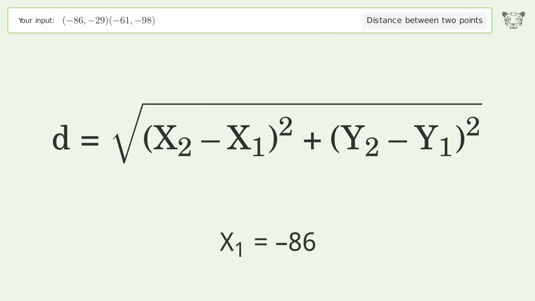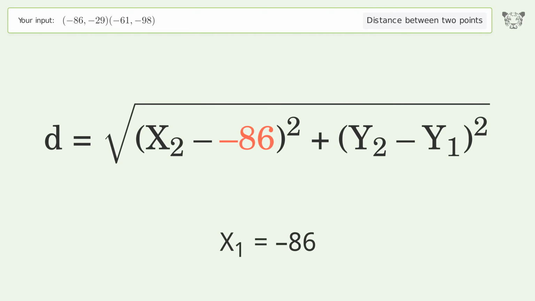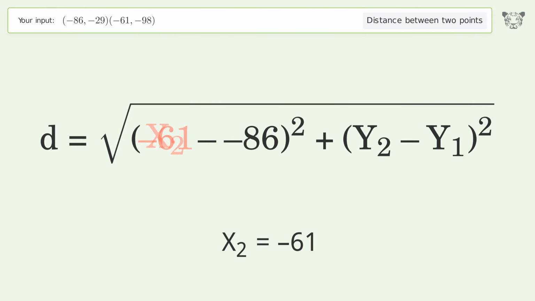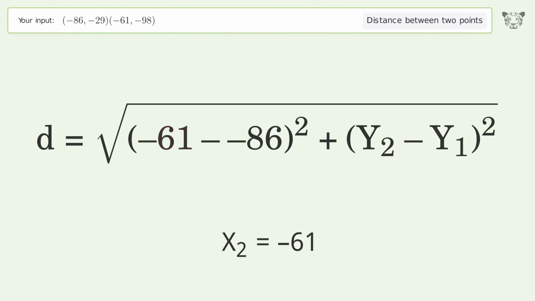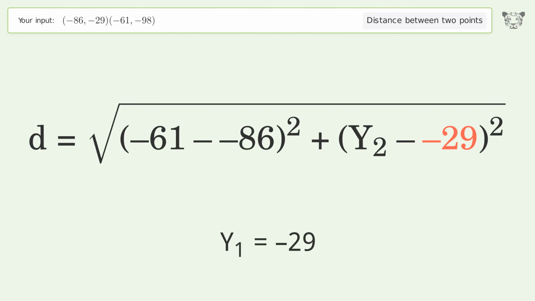x1 equals negative 86. x2 equals negative 61. y1 equals negative 29. y2 equals negative 98.